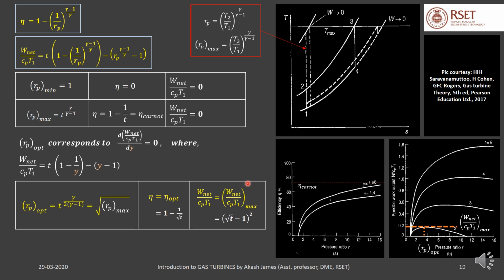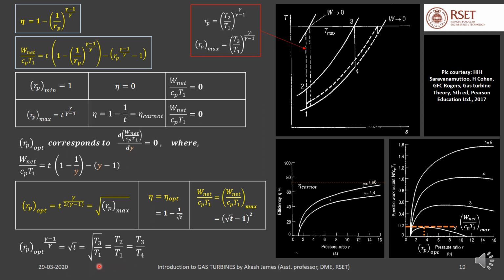It is also interesting to see that at the optimum pressure ratio, the temperature after compression and the temperature after expansion will be the same. Let's try that. From this equation we can see the optimum pressure ratio raised to gamma minus 1 by gamma is equal to root of t, that is root of T3 by T1. But the pressure ratio raised to gamma minus 1 by gamma is also equal to T2 by T1. It is also equal to T3 by T4 for this simple cycle.